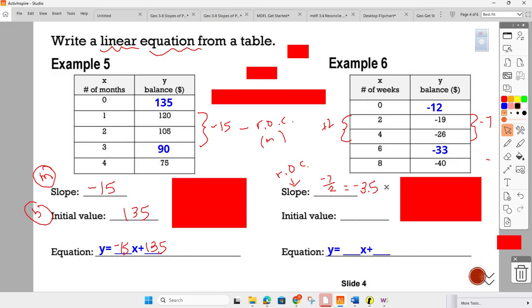We can go ahead and plug in our initial value in that spot. And we could go ahead and plug in our rate of change in the slope spot. Plug in the beginning value there. So let's do that. We're going to put in the decimal and negative 12. But we would not write it plus a negative. We would rewrite that as negative 3.5 times x minus 12.